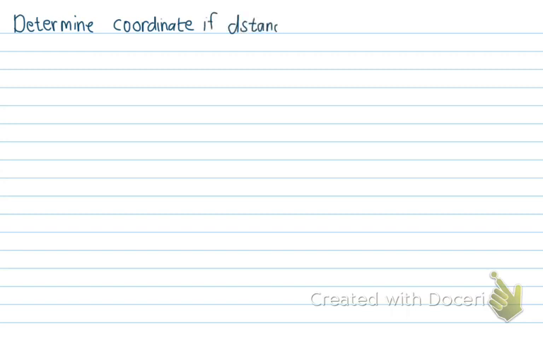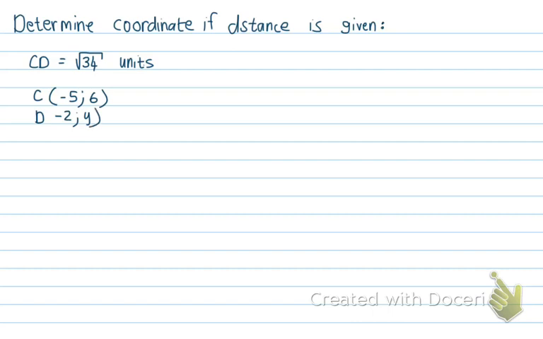say for instance, they give me CD, which is the square root of 34 units, and they give me the coordinate of C is negative 5, 6, and the coordinate of D is negative 2, y. They give me the sketch like this, CD, and C is negative 5, 6, and D is negative 2, y. So that y is unknown. It's a variable, so I need to determine that. Determine y.